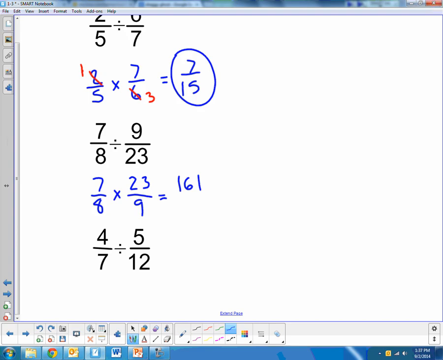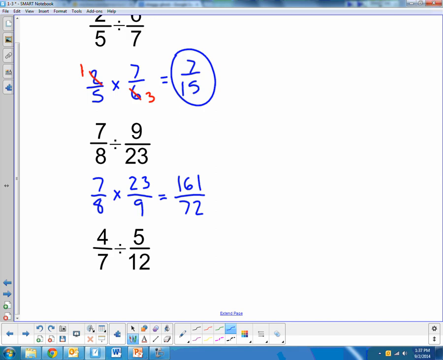Yep, 161. 8 times 9 is going to give me 72. Now, I can't reduce this. However, it's not simplified. We've got an improper fraction. So I have to figure out how many times 72 is going into 161.